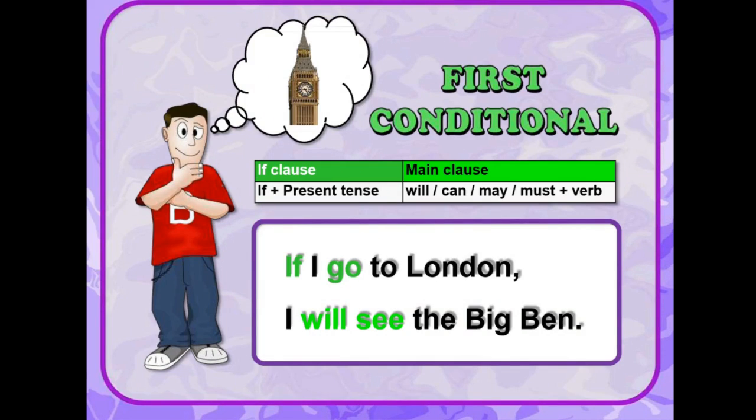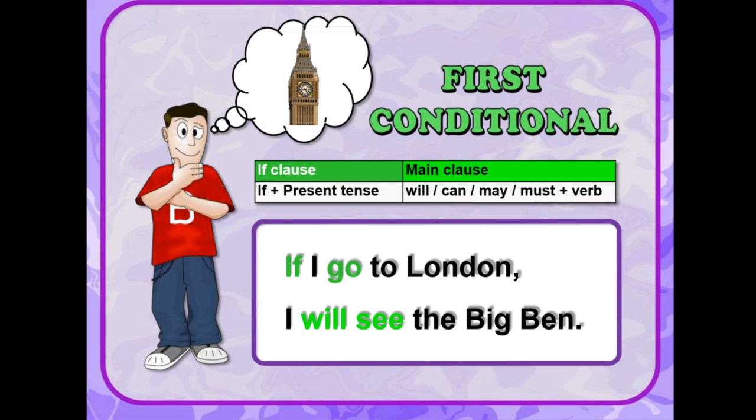So our main clause depends entirely on our if clause. Okay, so let's move on to the second conditional. This time it's past simple. So our if clause must have a past, and then our main clause should also have a past, or these three words over here. Sorry. Would, could, and might, plus a verb, of course.